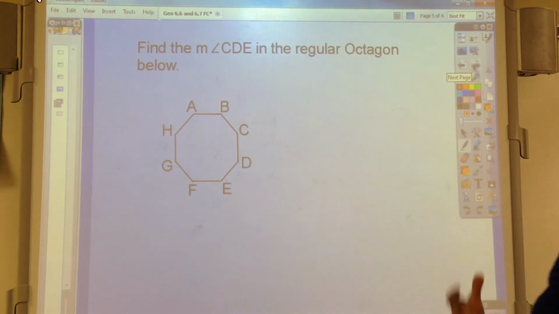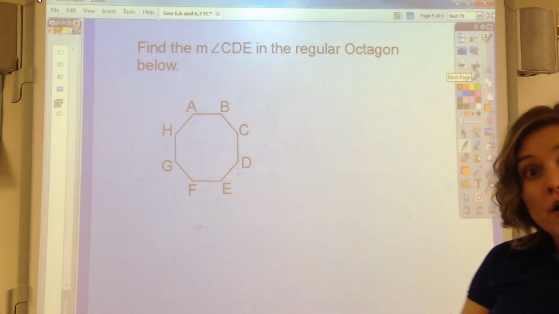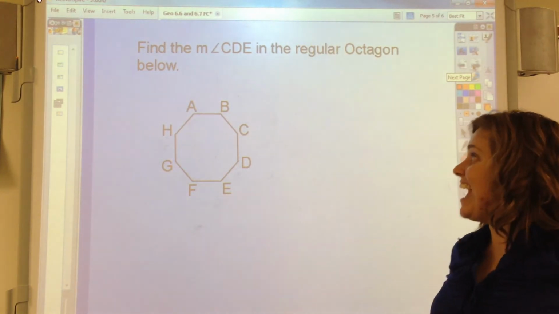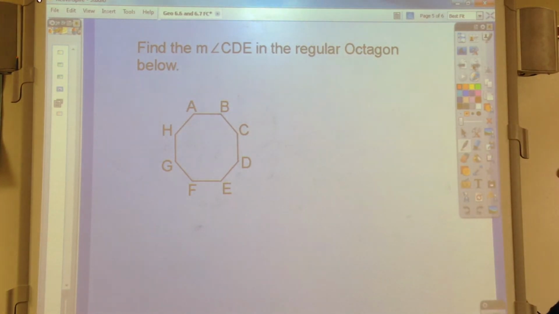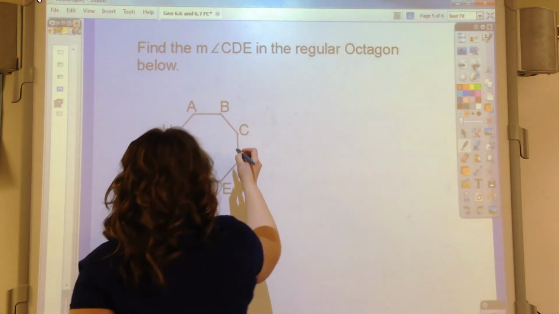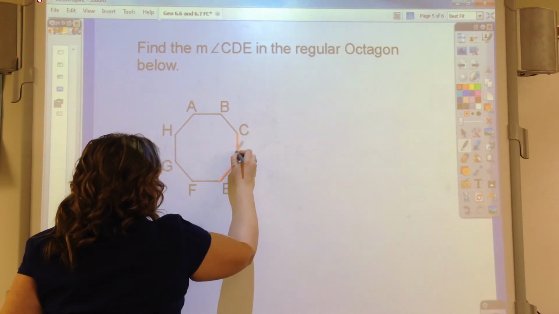All right, so we're going to go to another idea here. If I have a regular octagon, how many lines of symmetry do you think I'm going to have? Oh, hopefully at this point you're going to tell me 8. 8 lines of symmetry, and it would have 8-fold rotational symmetry. So let's throw in another idea. What if I'm looking for angle CDE?